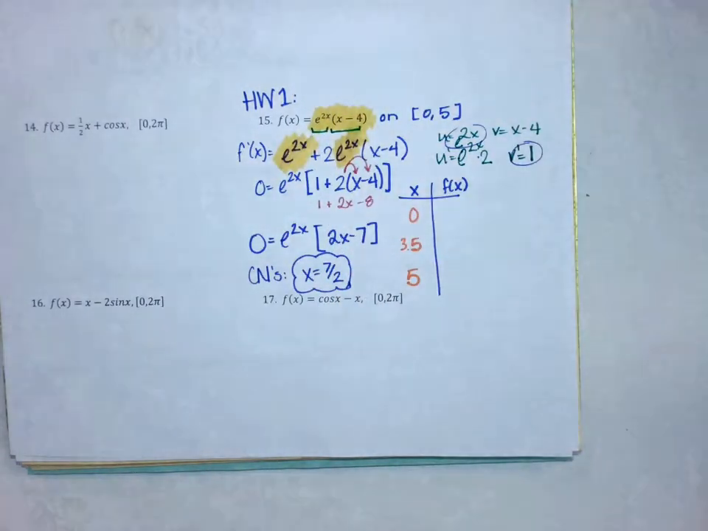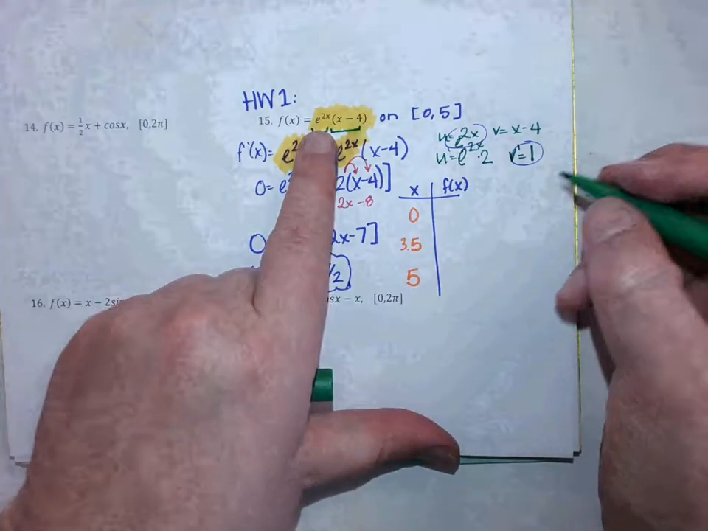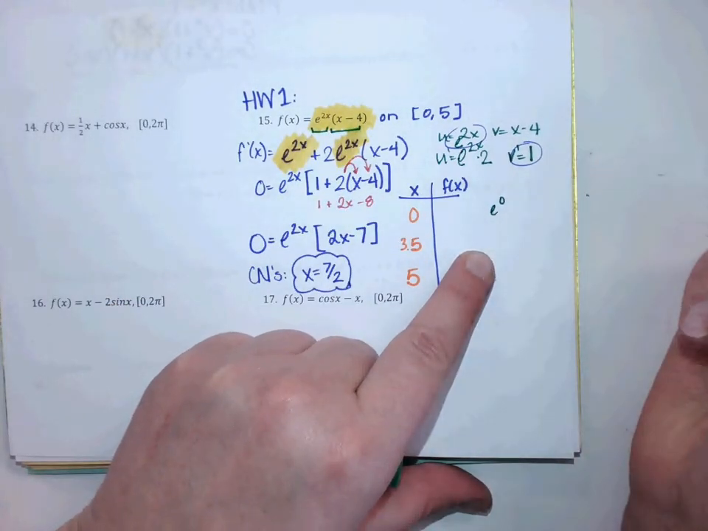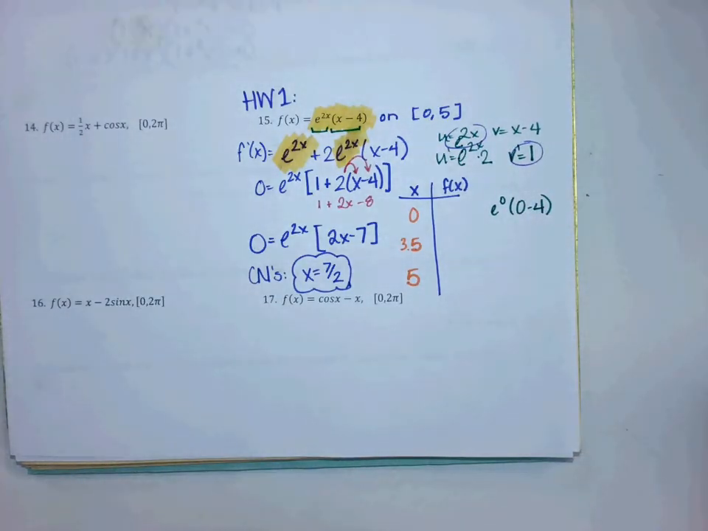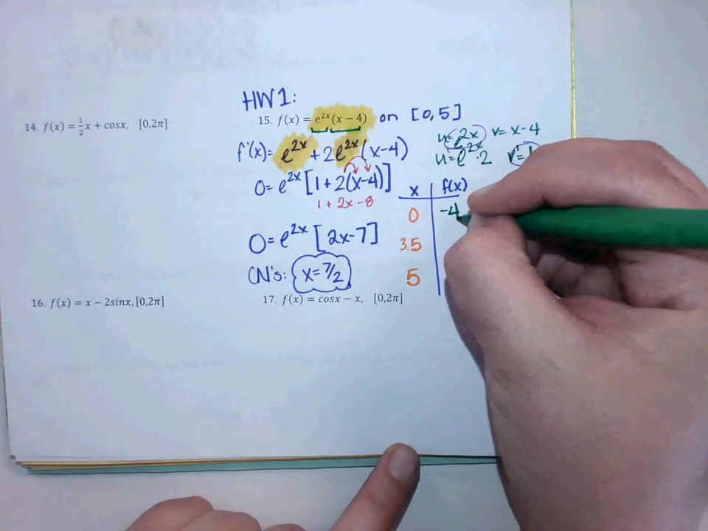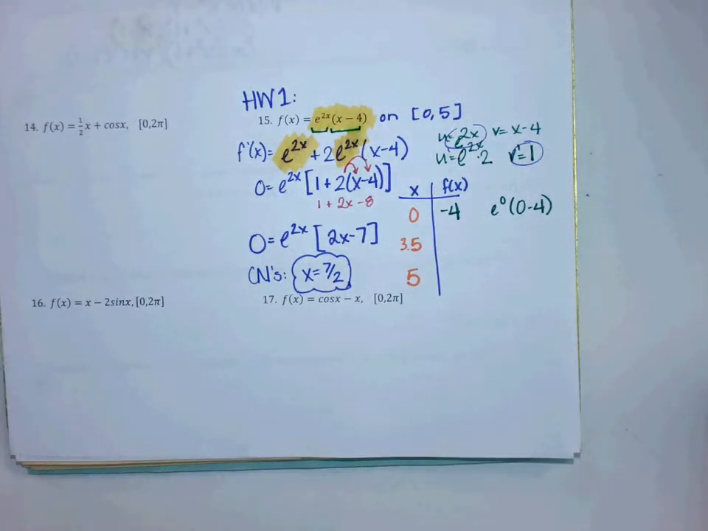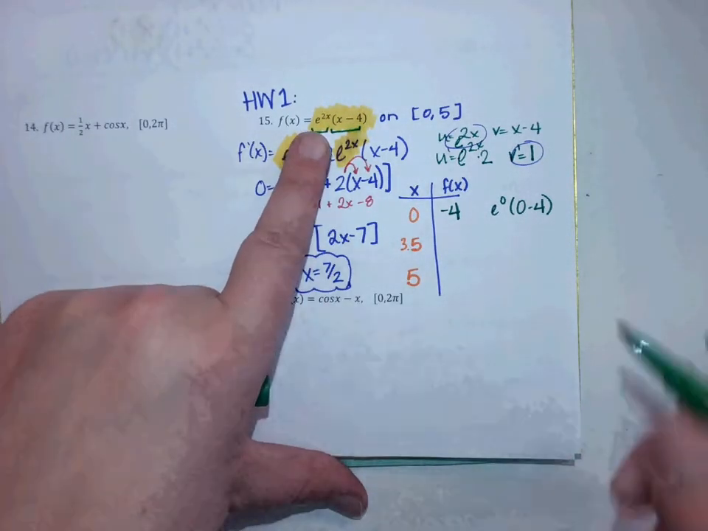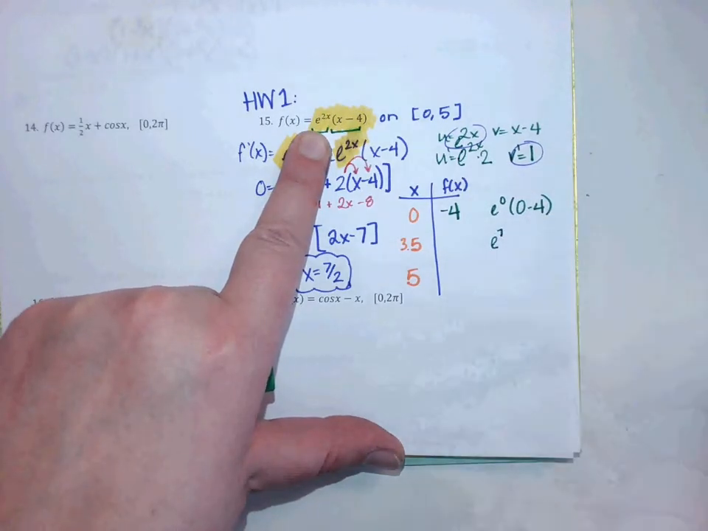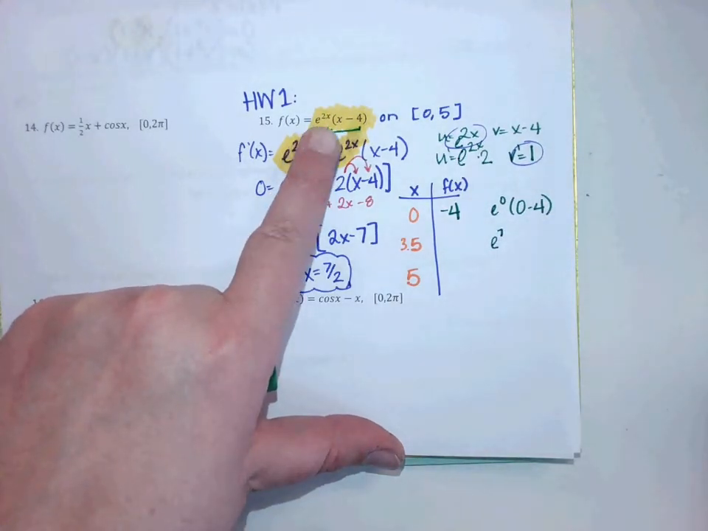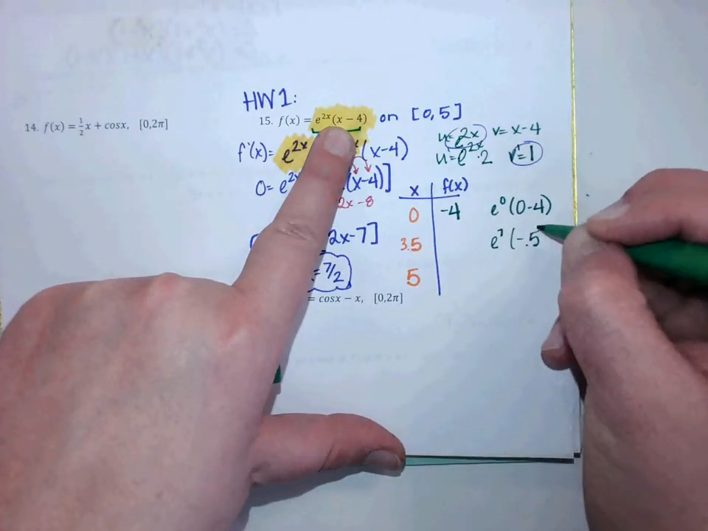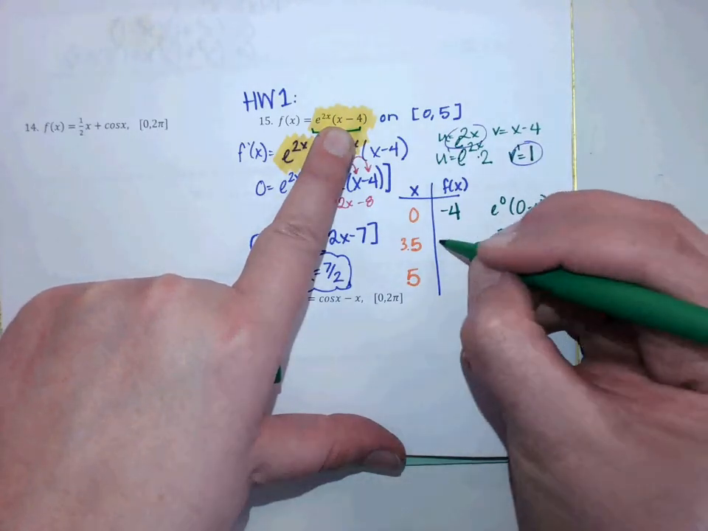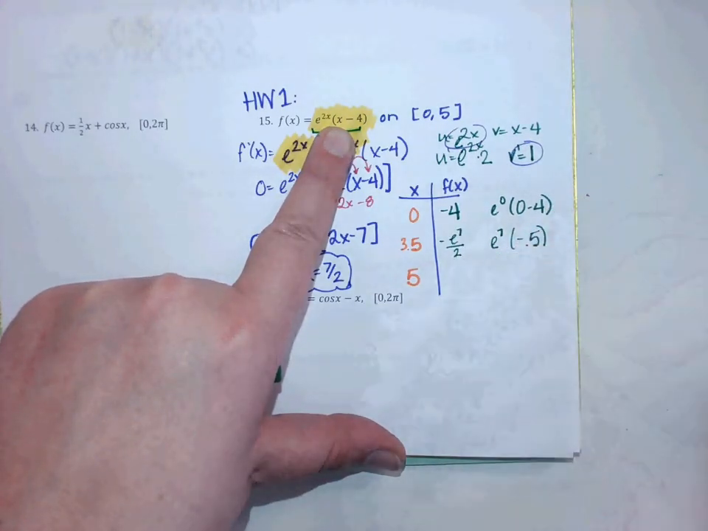So, plug in 0 to that first. If I have e to the 2 times 0, that's e to the 0, and then 0 minus 4. Well, e to the 0 is 1, 0 minus 4 is negative 4, multiply 1 and negative 4, what do you get? Negative 4. That's my first y value. Okay, 3.5, we're plugging it in up here. e to the 2 times 3.5 is e to the 7. And then 3.5 minus 4, what would I get there? Negative 0.5. So I'm going to write that as negative e to the 7 over 2. Are we okay with that?